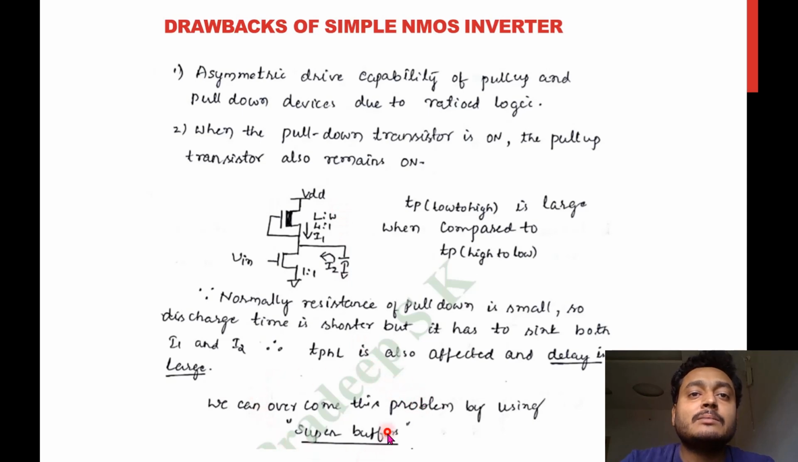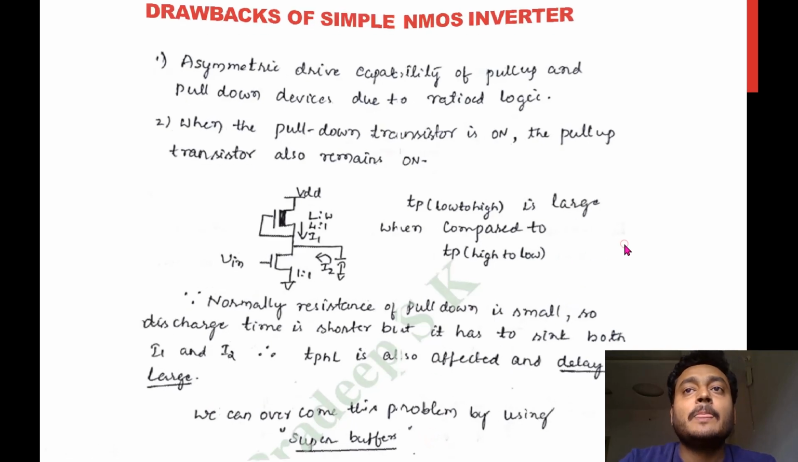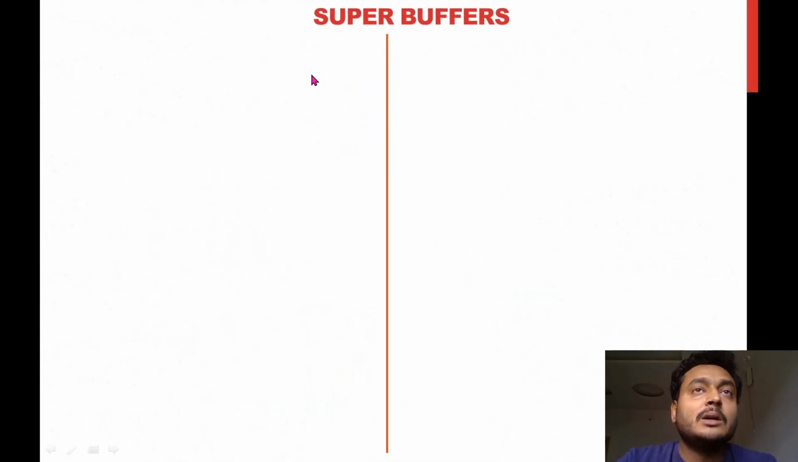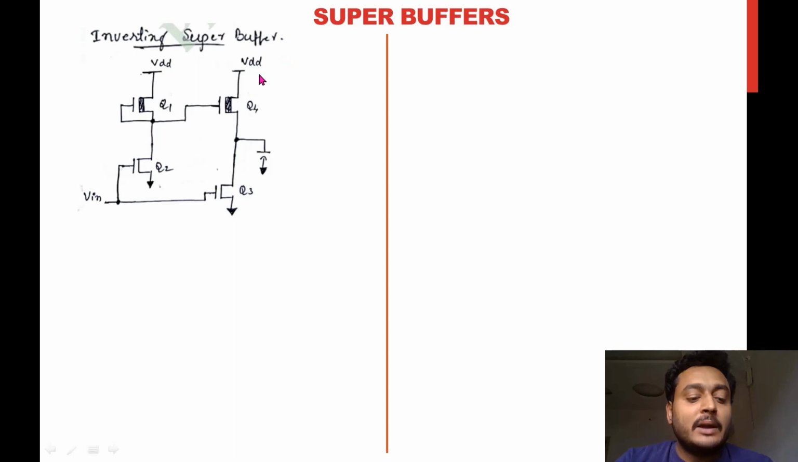by the other solution, that is super buffers. Okay, so now we'll see super buffers. So what is a super buffer? We'll have two types of super buffers here. One is inverting type, another one is non-inverting type. This will be the basic structure of a super buffer. You will have this normal NMOS inverter. Okay, this is a normal NMOS inverter, which you have seen in the previous slide.